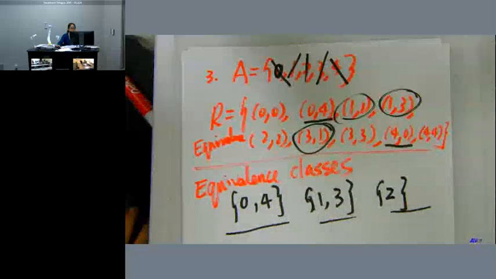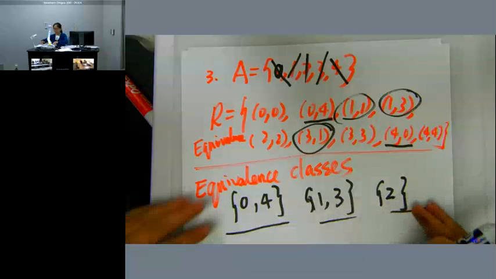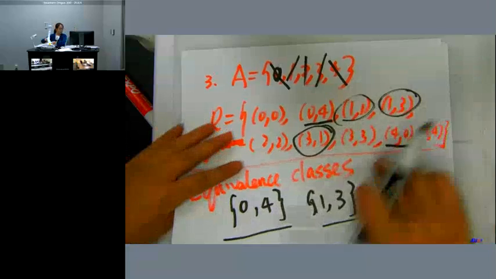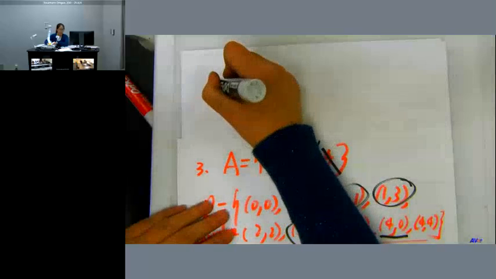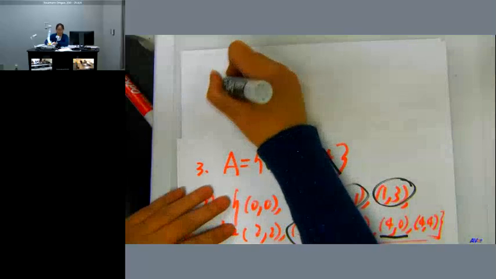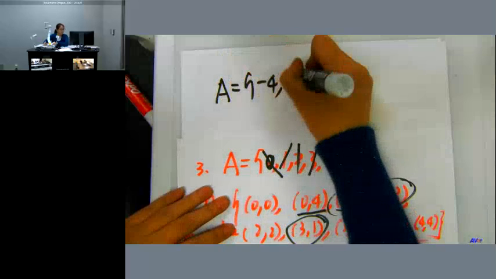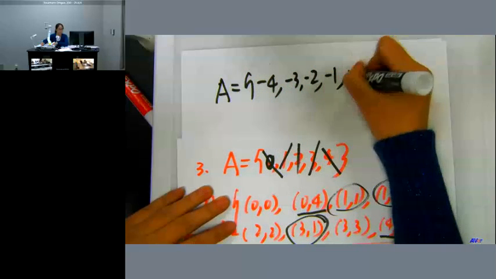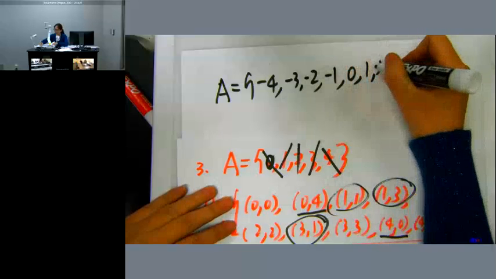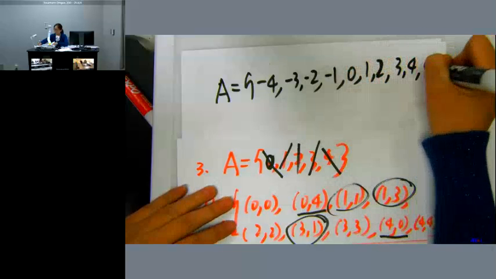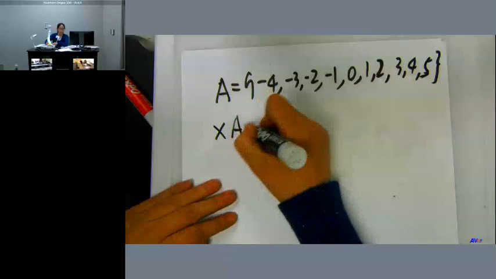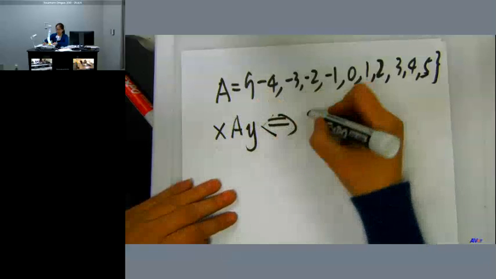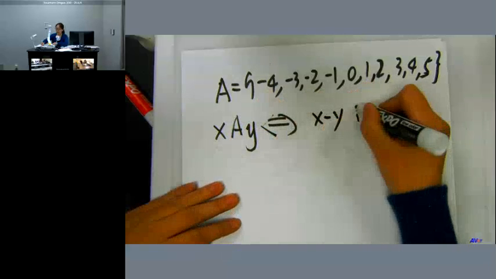Okay. Now, what about the other kind of relation? What if it's not listed? So the next type of question is going to be like the one we defined before. I can use the same numbers like the homework. So we have these numbers given: -4, -3, -2, -1, 0, 1, 2, 3, 4. And x is related to y if and only if x minus y is even.